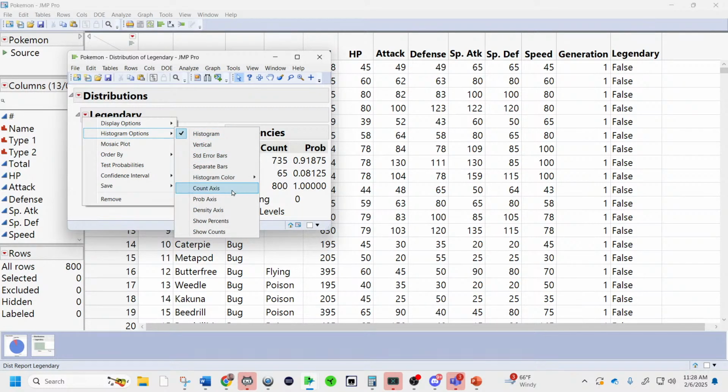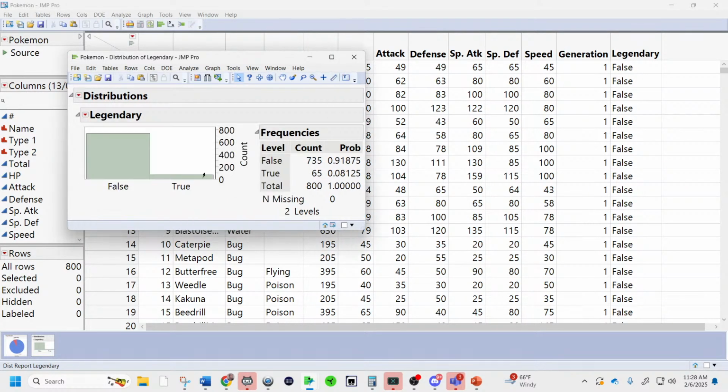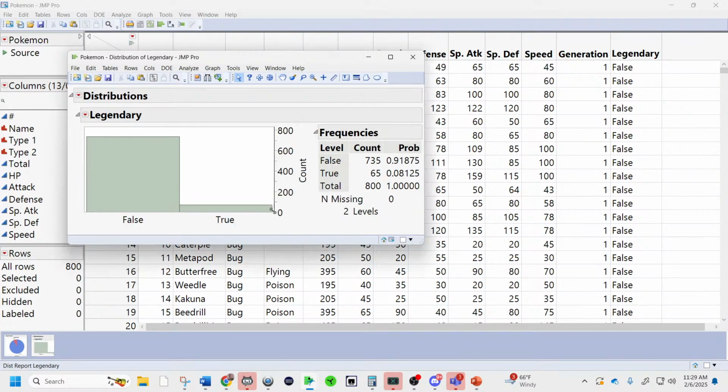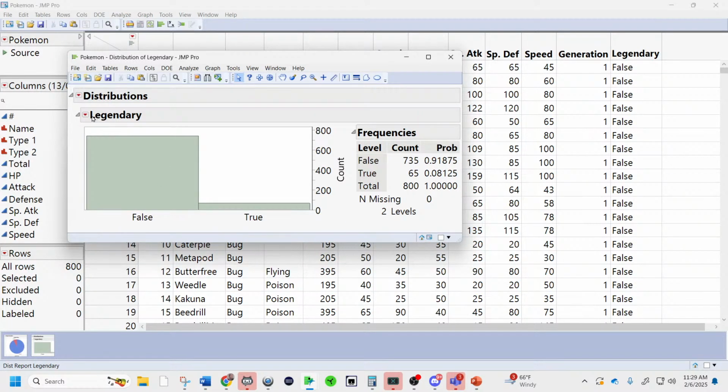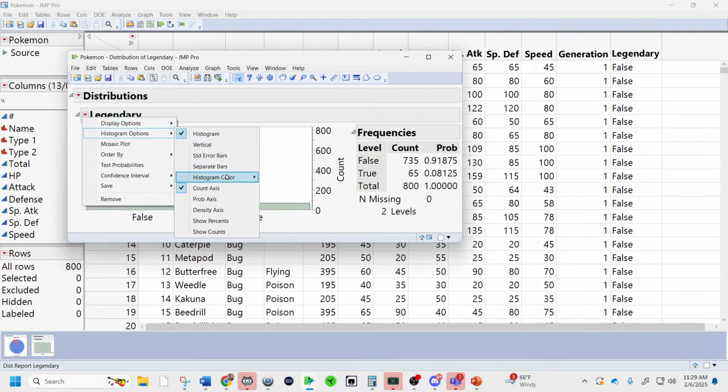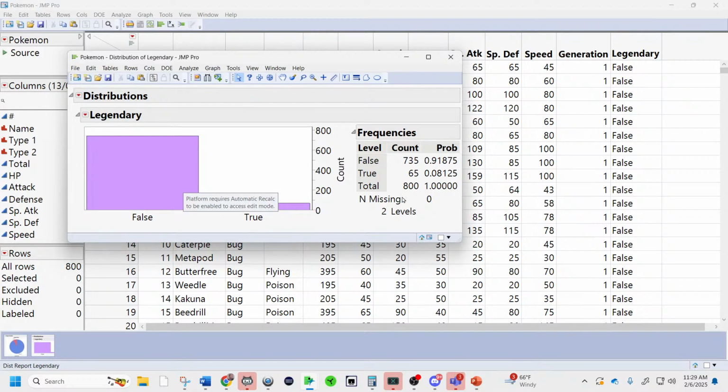Histogram options, count axis. Make sure to click this. Count axis appears. You can slow or pause the video if you want. Make it nice and big. I like to change the color. Histogram options, histogram color, light purple. And there we go. Pretty good looking data.